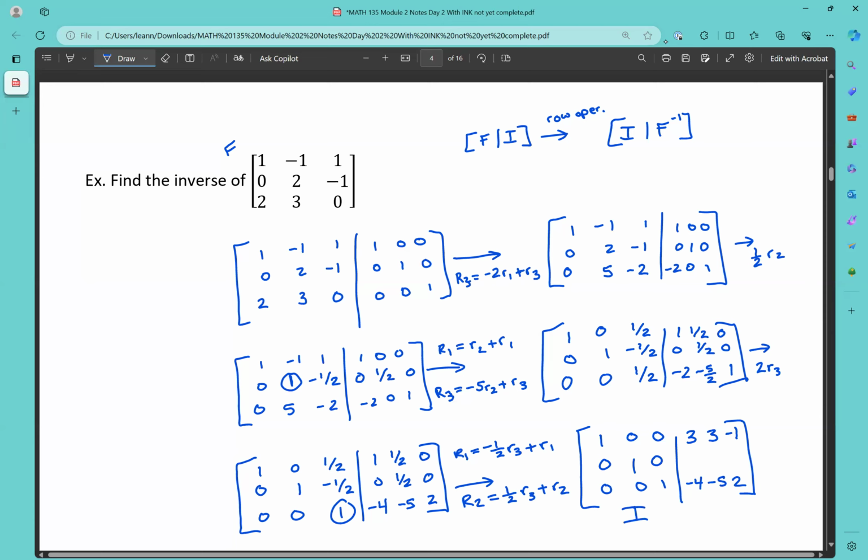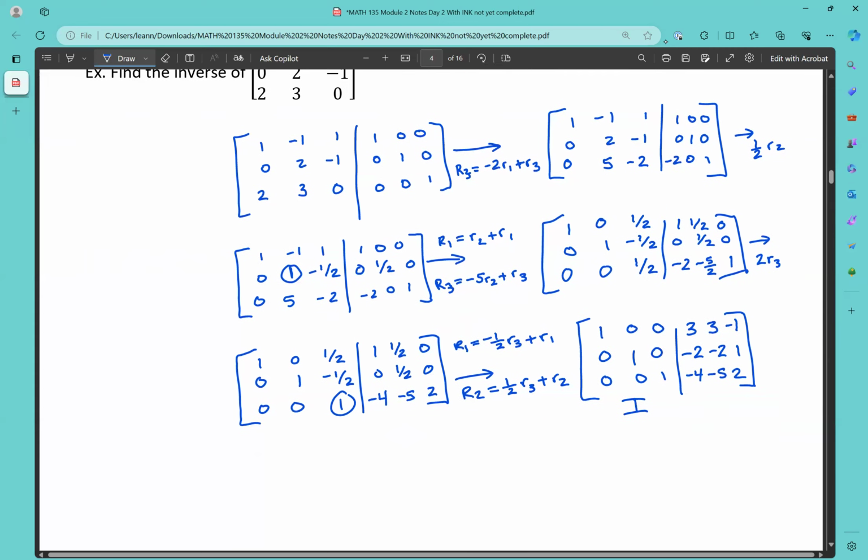1 half times negative 4 is negative 2 plus a 0 is a negative 2. 1 half times negative 5 would be negative 5 halves plus a half. That'd be negative 4 halves if you use your calculator and double check that. So that's also negative 2. It reduces nicely. And then 1 half times 2 is 1 plus a 0 is a 1. So my inverse, this is going to be F inverse, is right here now.